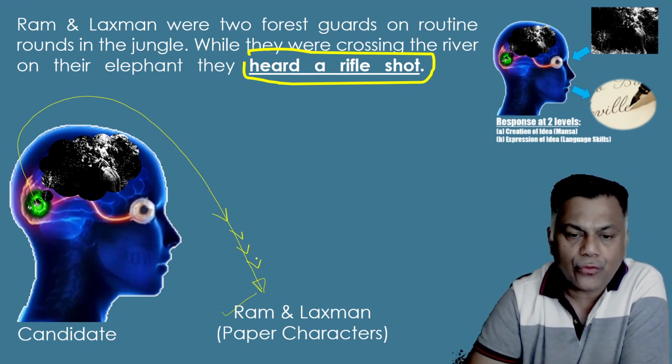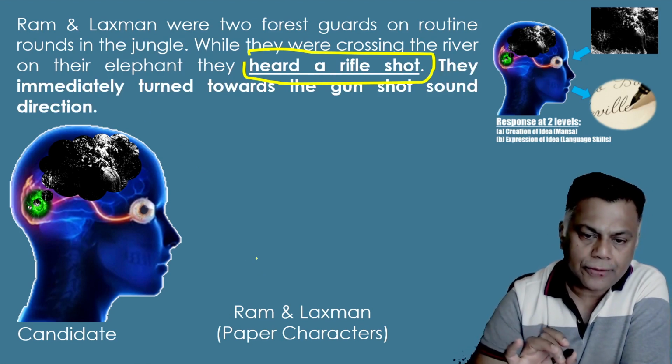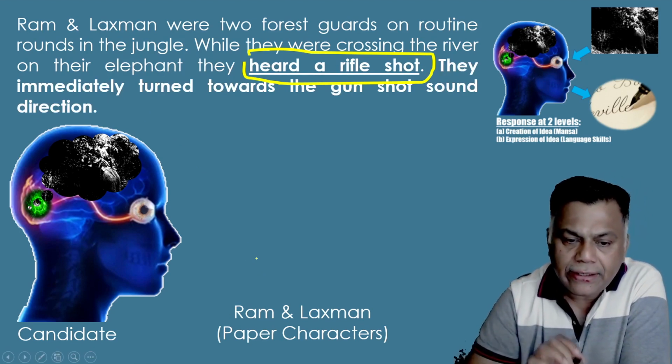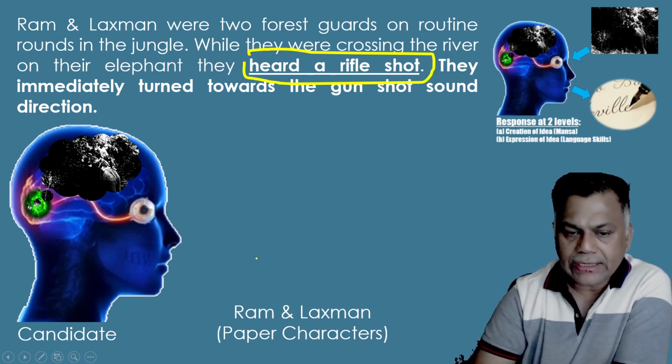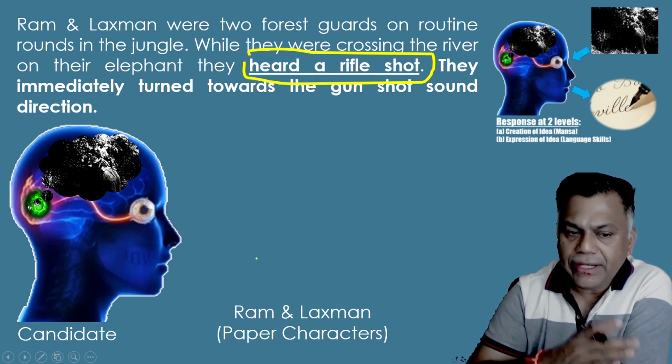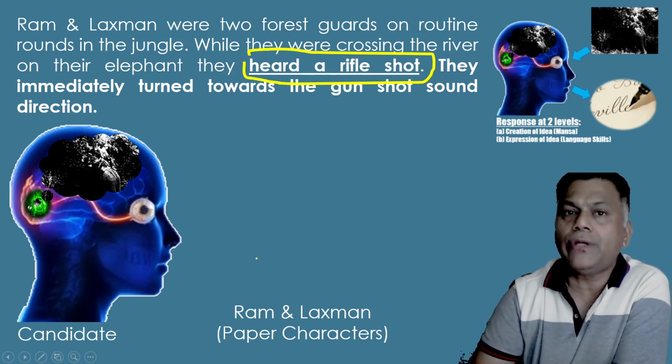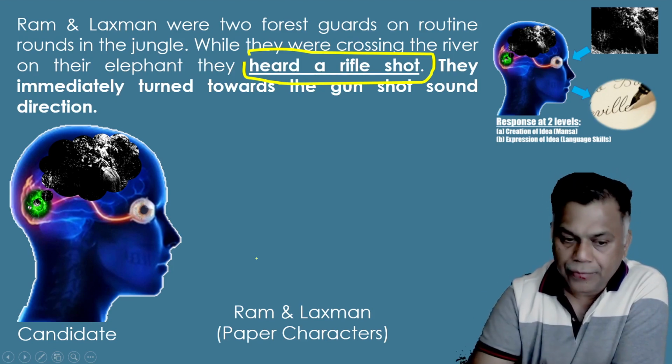Ram and Lakshman were two forest guards on routine round in the jungle. While they were crossing the river on the elephant, they heard a rifle shot. They immediately turned towards the gunshot sound direction. Now the action shown is that Ram and Lakshman immediately turned towards the gunshot sound direction. Question is, why did they turn?